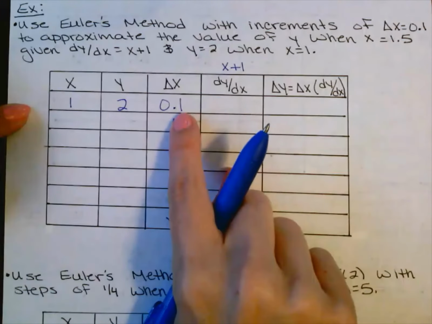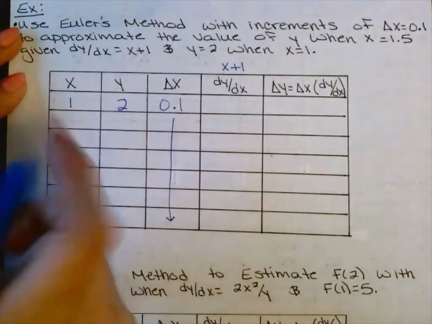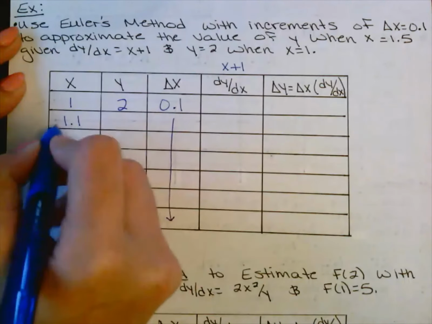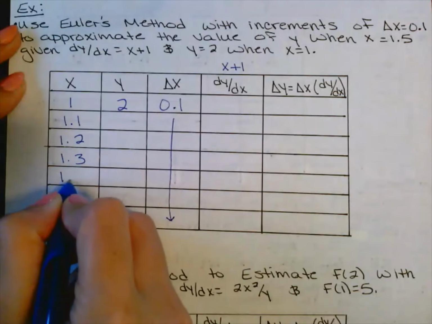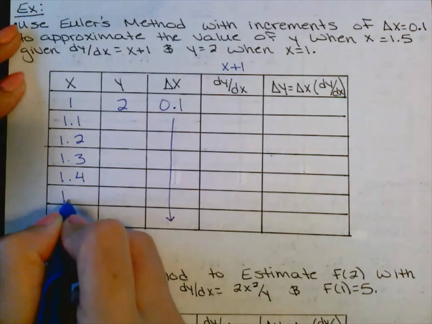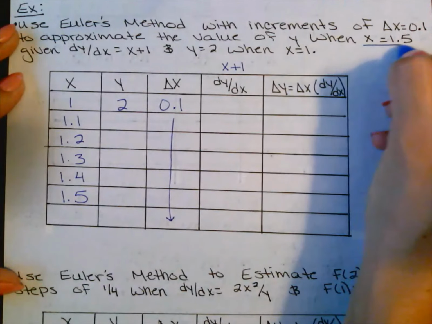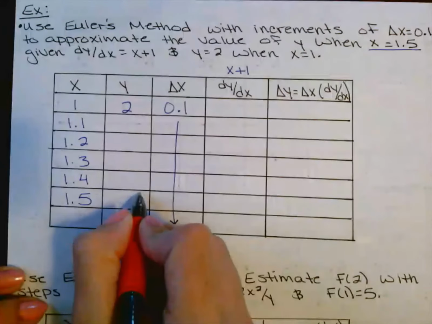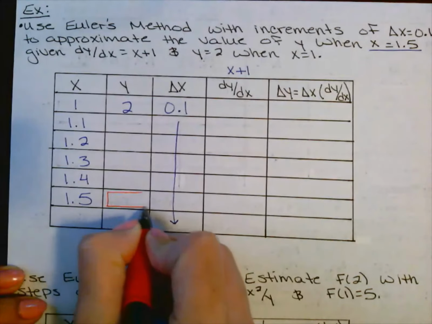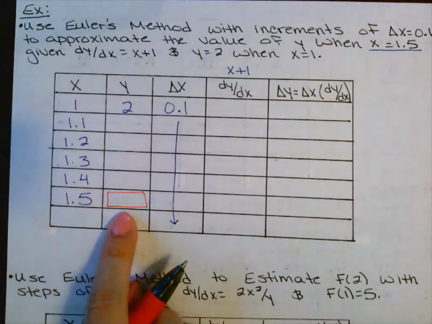Now, if I'm incrementing my x's, there are certain things you can take in a different order. If I'm incrementing my x's by 0.1, I know that this is going to go from 1 to 1.1, 1.2, 1.3, 1.4, and then 1.5. I'm going to stop here at 1.5 because they asked me to solve for y when x is 1.5, which means when I get to this part in my chart, I'm done, and that's going to be my answer. It's the y value when x is 1.5.